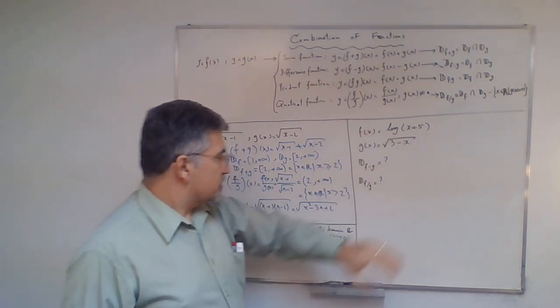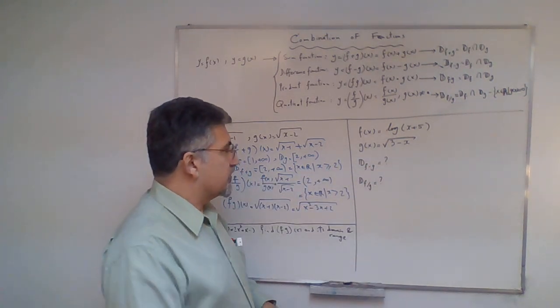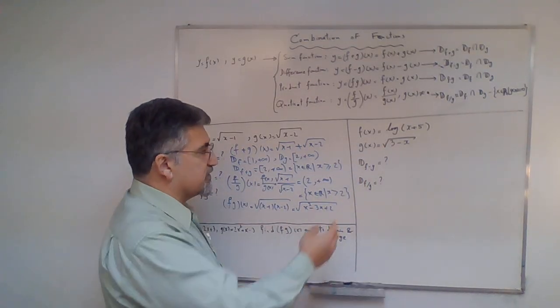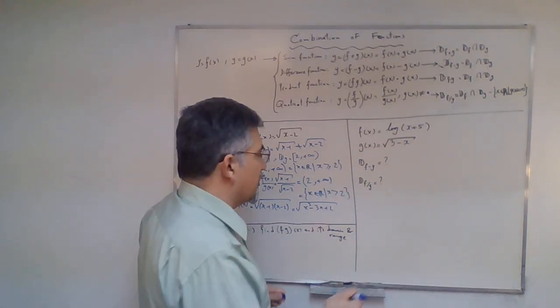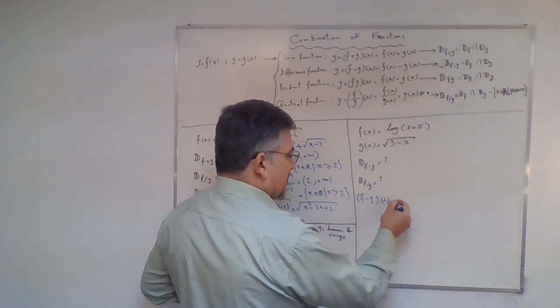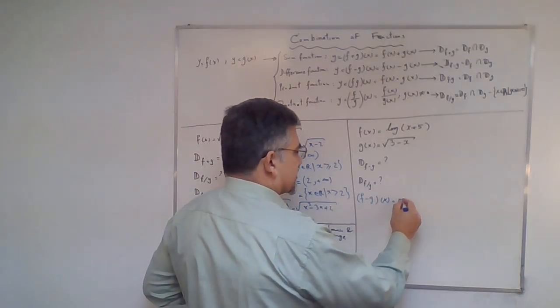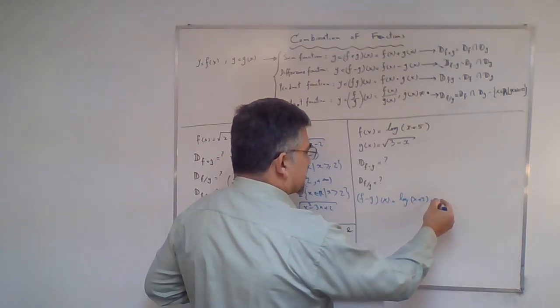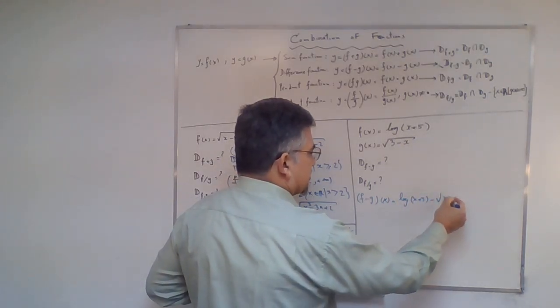Okay, this is another example. We have a logarithmic function and we have a square root function. It says find the domain of f minus g. Now, first of all, f minus g of x would look like something like this: log of x plus 5 minus square root of 3 minus x.